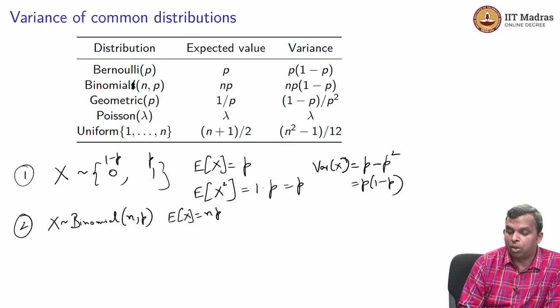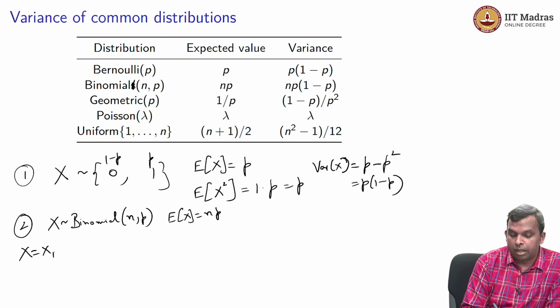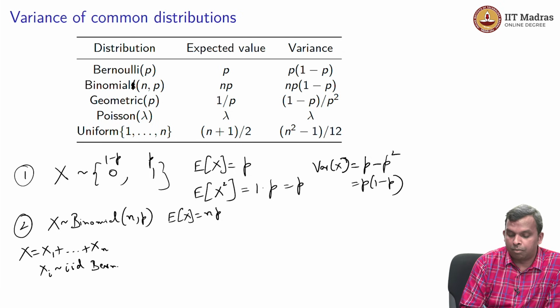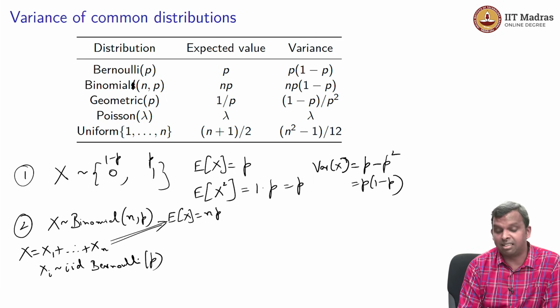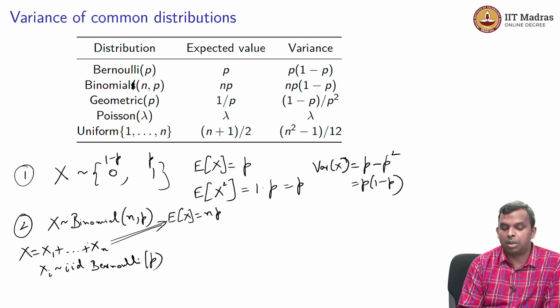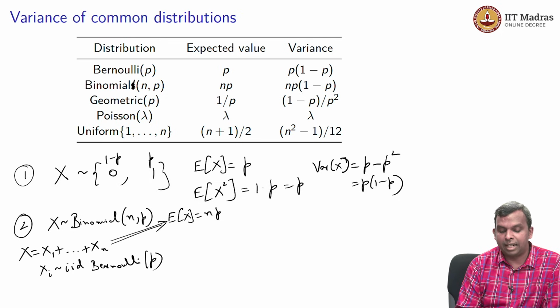One was we wrote the complicated summation, and we simplified it, we got np. The other was this wonderful trick we had where we said x is actually x1 plus so on till xn, where xi are IID Bernoulli p. So this independence assumption is very, very important. We got a very simple way to compute this. Just use linearity of expectation, take expectation on both sides. Expected value of x is equal to expected value of x1 plus so on to xn. Now use linearity, it says n times expected value of each of these, and that's p. So easy to get.